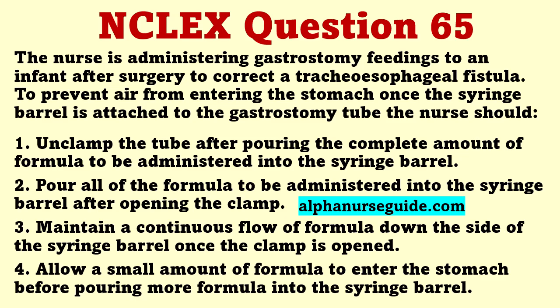The correct answer is 1. The best way to prevent air from entering the stomach when feeding an infant through a gastrostomy tube is to open the clamp after all the formula has been placed in the syringe barrel. Doing so prevents air from mixing with the formula and thus being introduced into the stomach.